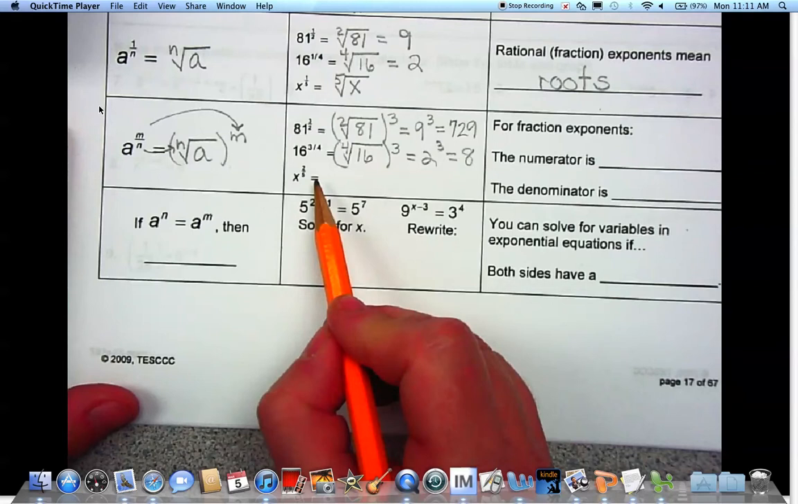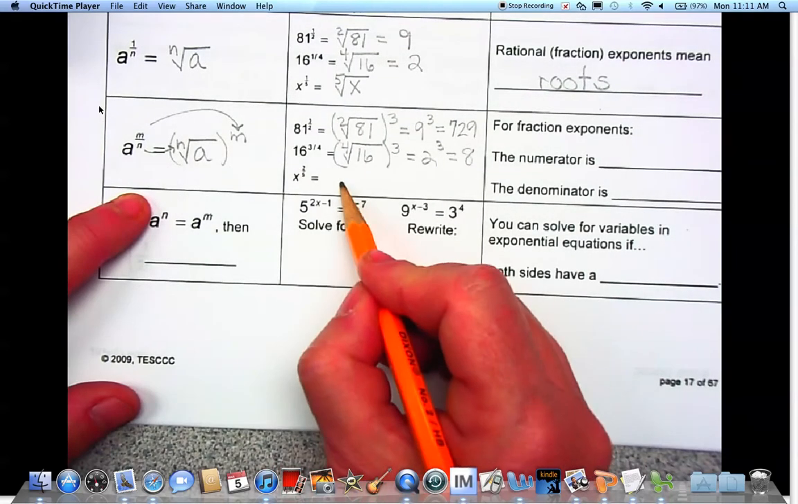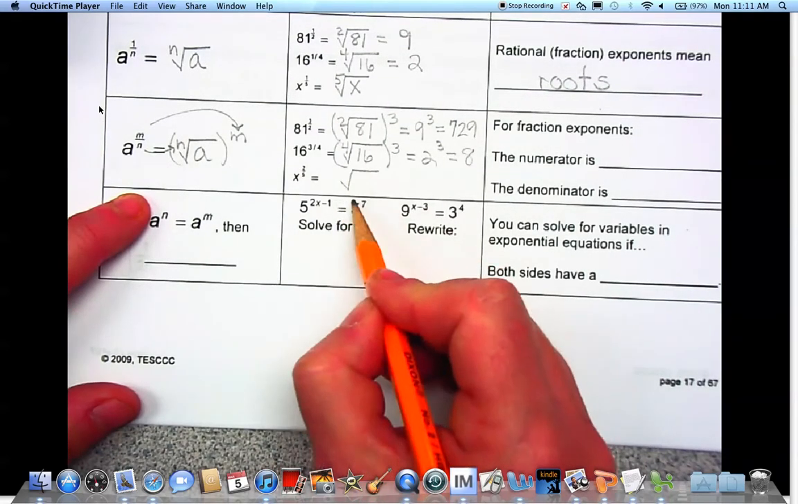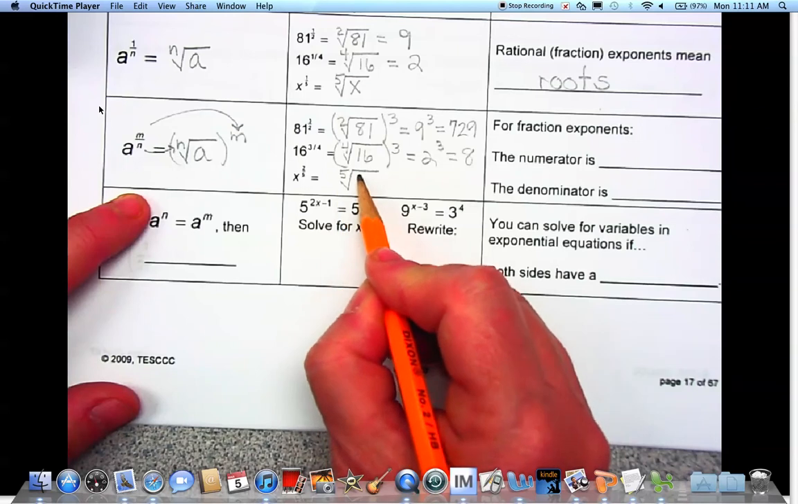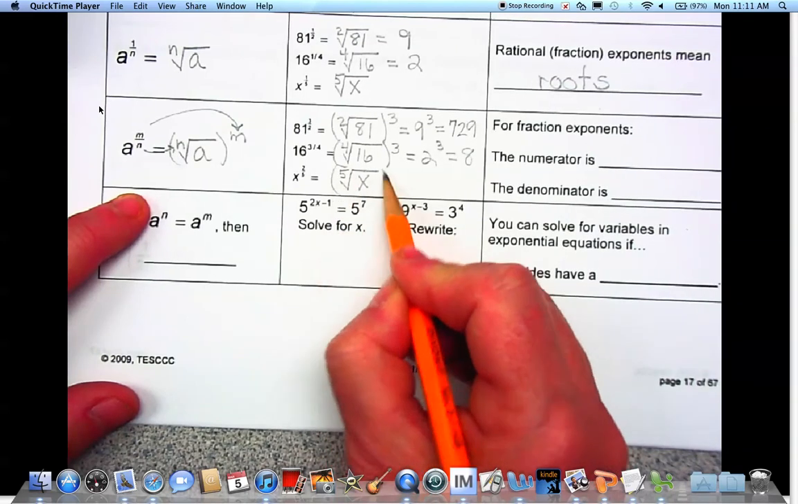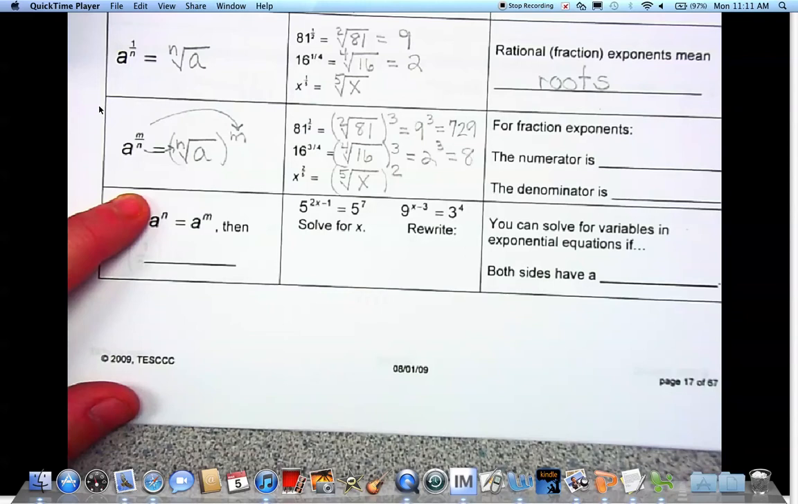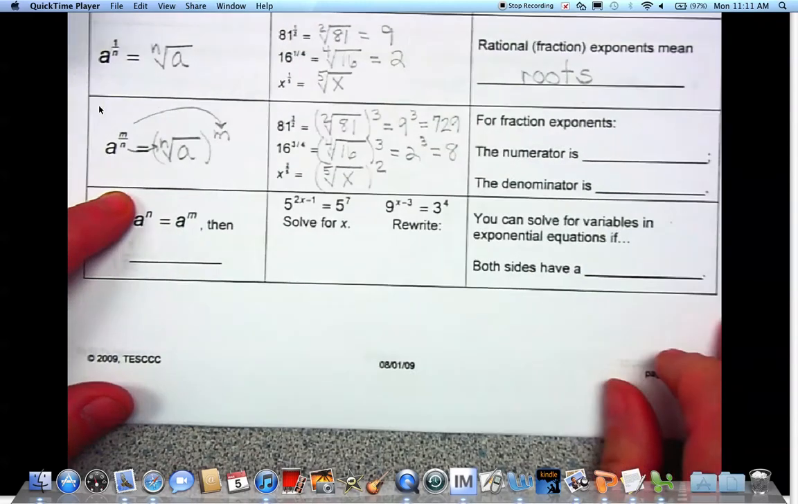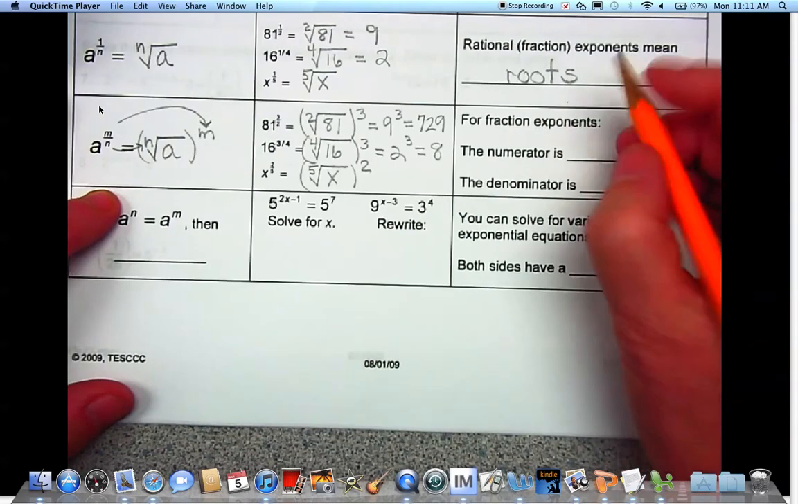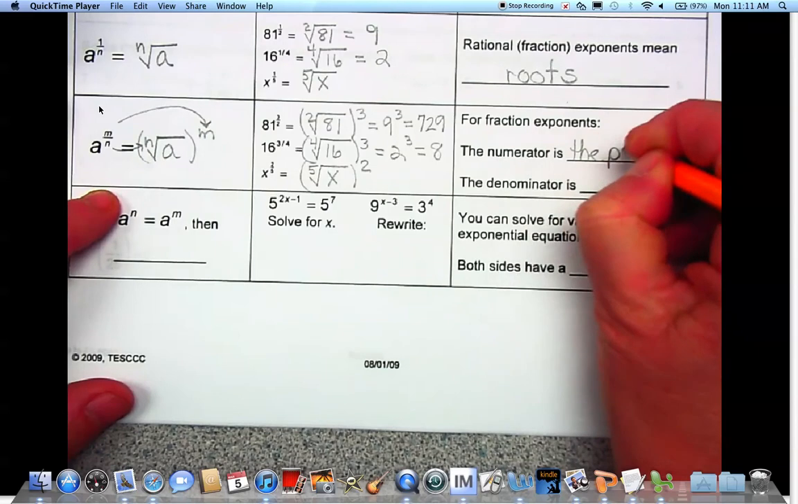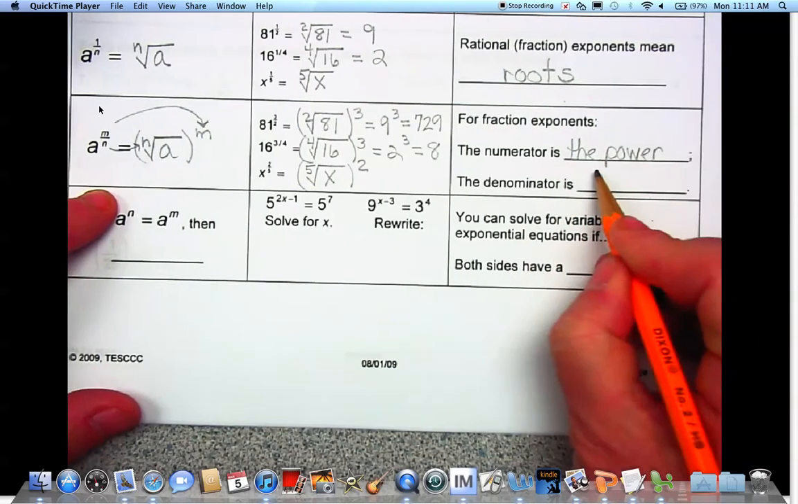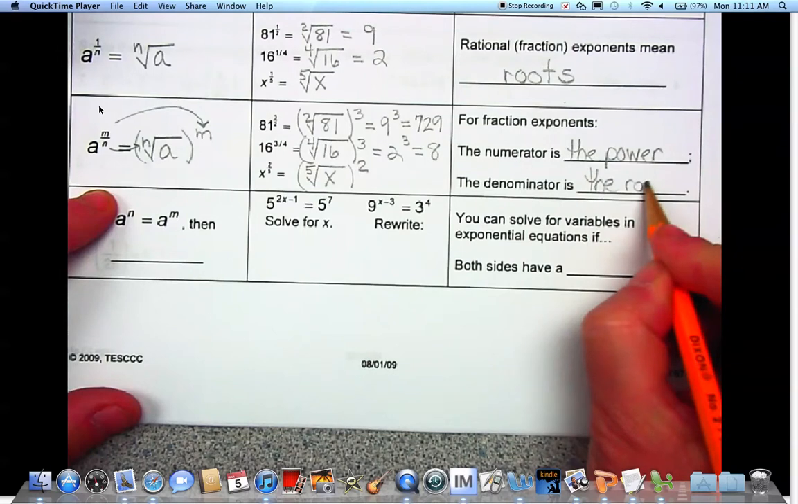Okay, then how would you rewrite this one? x to the 2/5. 5th root of x to the 2nd power. Good. Okay, the numerator is the power. The denominator is the root.